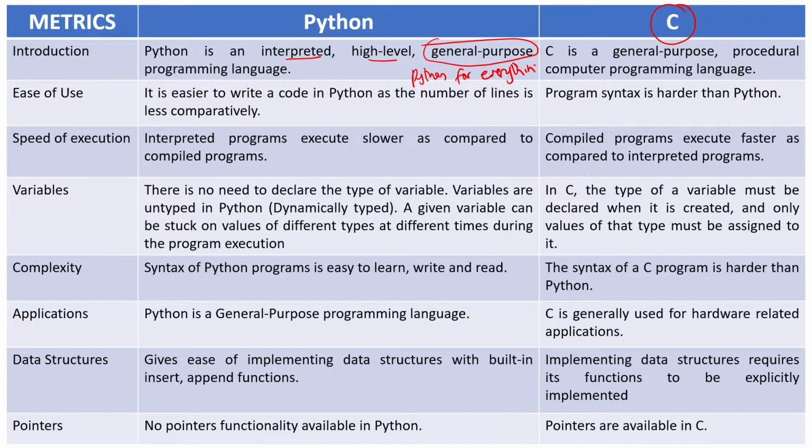Whereas C is procedural oriented programming. Yes, it's still general purpose, but you will understand why Python is very easy, as in point number 2: it is easy to write code in Python, as the number of lines is comparatively less. Obviously it's not that hard, but for starters it might look a little challenging. Speed of execution: yes, interpreted programs are slower, no doubt about it.